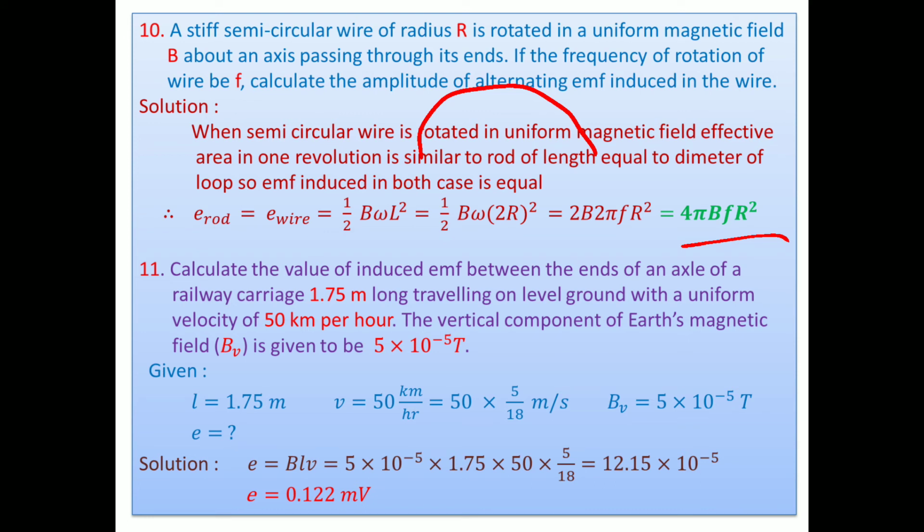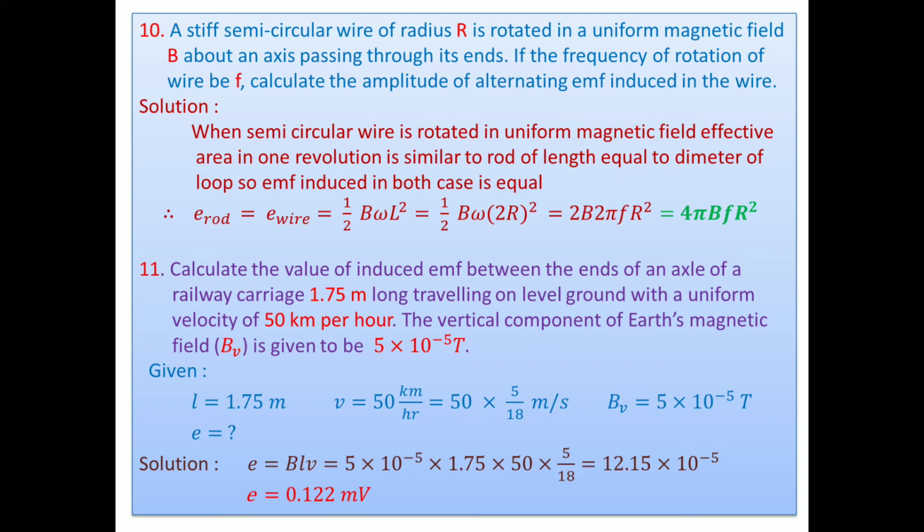It is traveling on a level ground with uniform velocity 50 km per hour. The vertical component of Earth's magnetic field is given, 5 into 10 raised to minus 5 Tesla. Look here, the magnetic field is vertically upwards and this rod is just like in the wings example, the same thing is there.